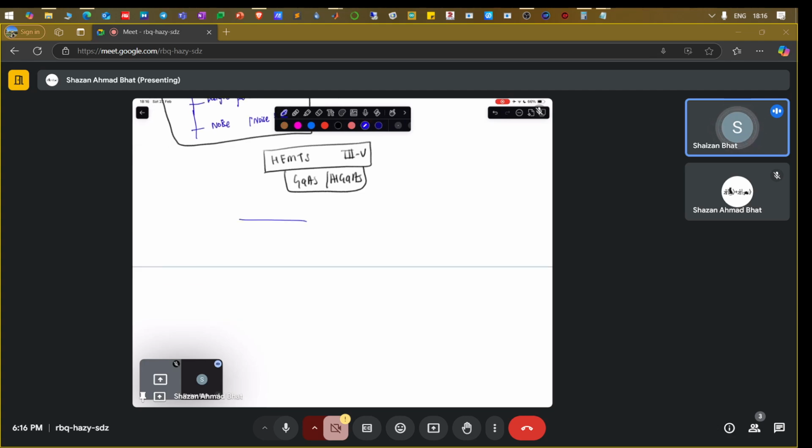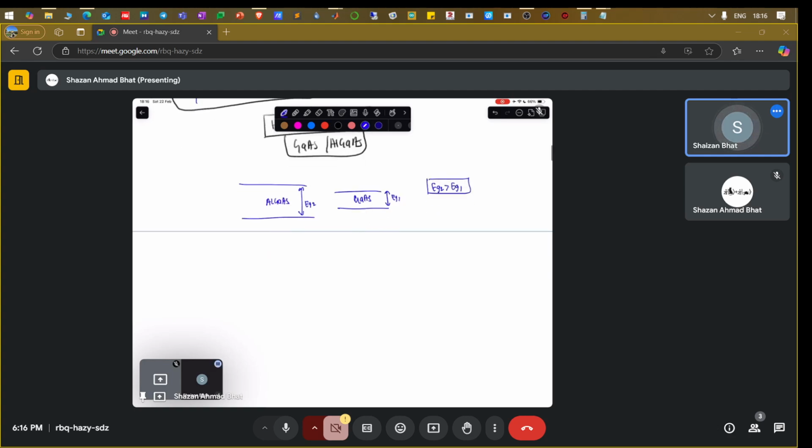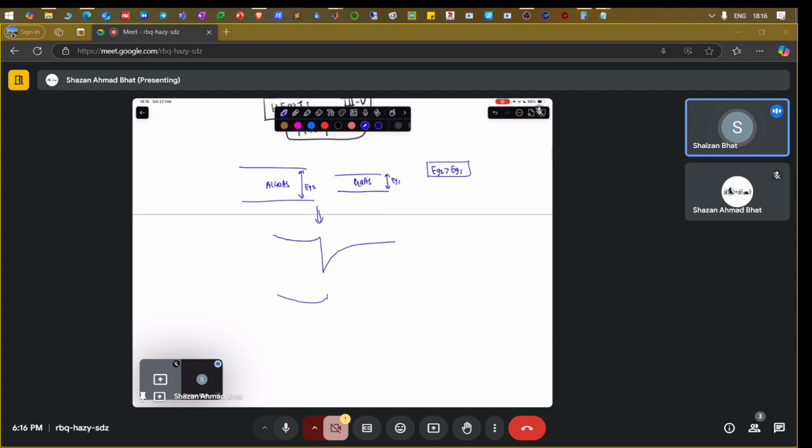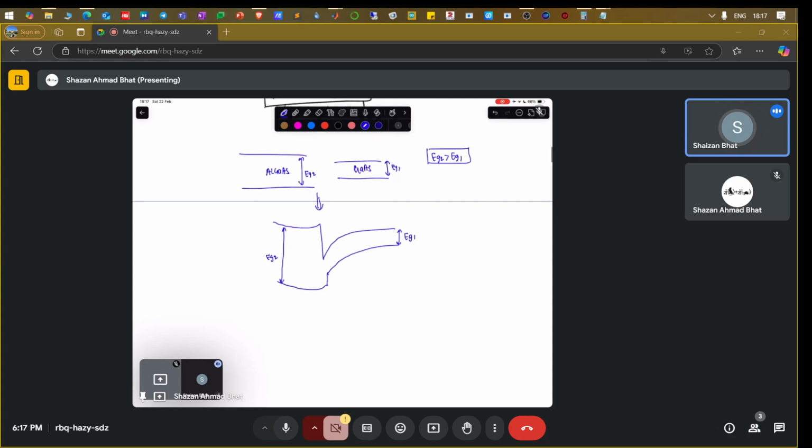So you know that if you have aluminum gallium arsenide and gallium arsenide, they are two different materials with two different band gaps. Let's say this is Eg1, this is Eg2, so Eg2 is greater than Eg1. Then when you join these two materials, when you deposit them one over the other, the band diagram is going to look something like this. So there will be a bend at this particular position. Eg1 and Eg2 will remain the same because it's a material property, it's not going to change.